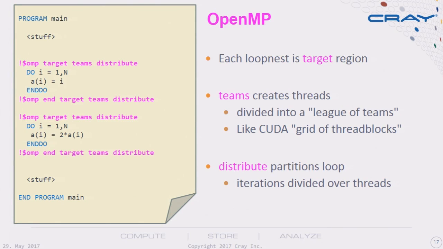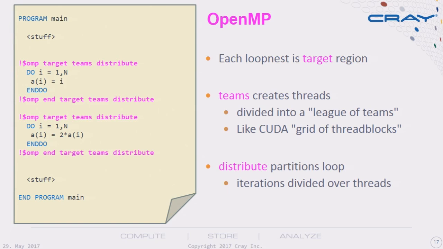And for OpenMP, we just do the OpenMP target teams distribute statements. Target just means that you want to perform this calculation on the GPU. Teams creates leagues of teams. In CUDA, we call it a grid of thread blocks. And then distribute means that the whole loop should be distributed within the different threads.